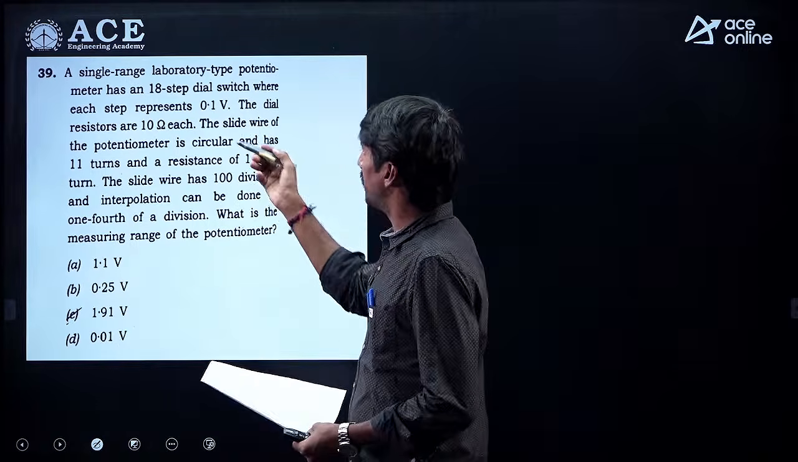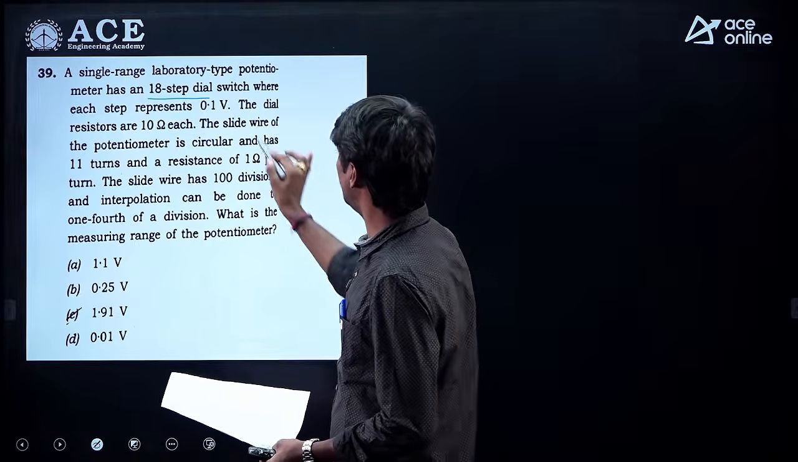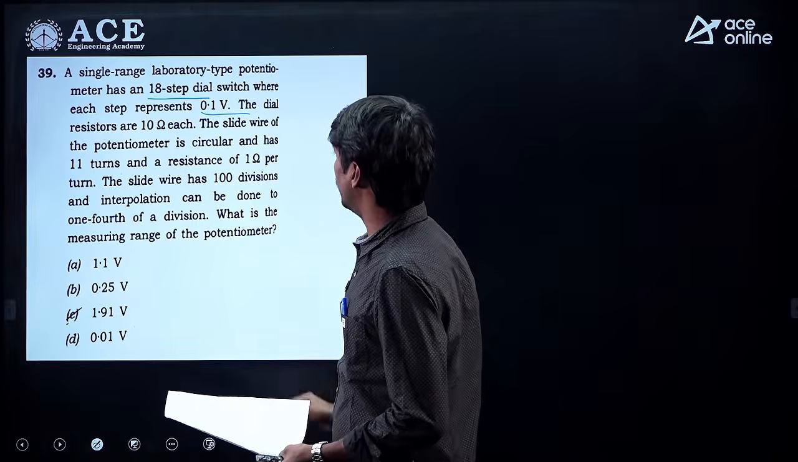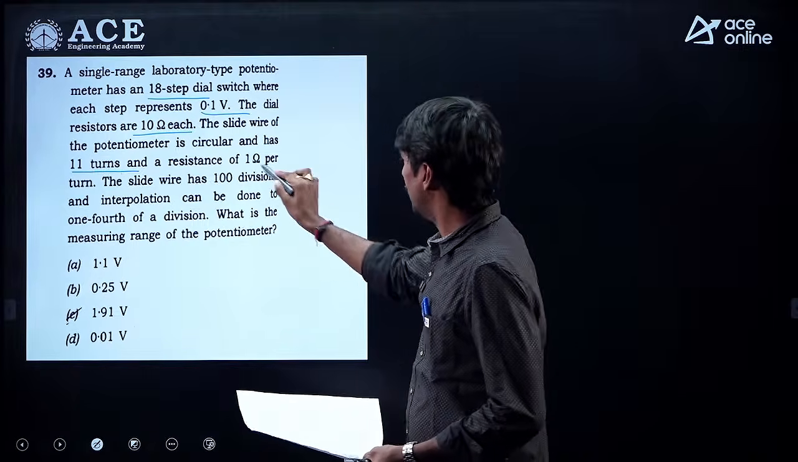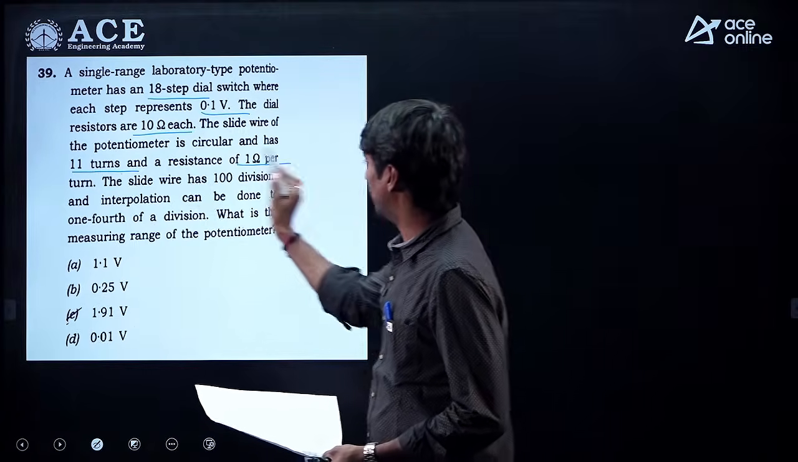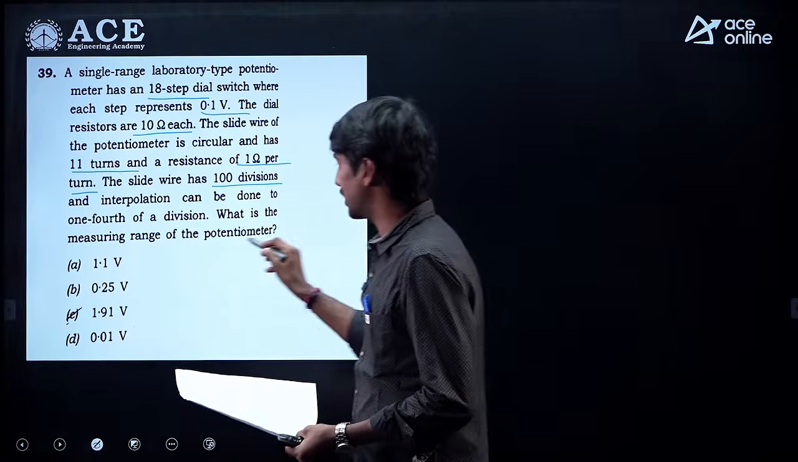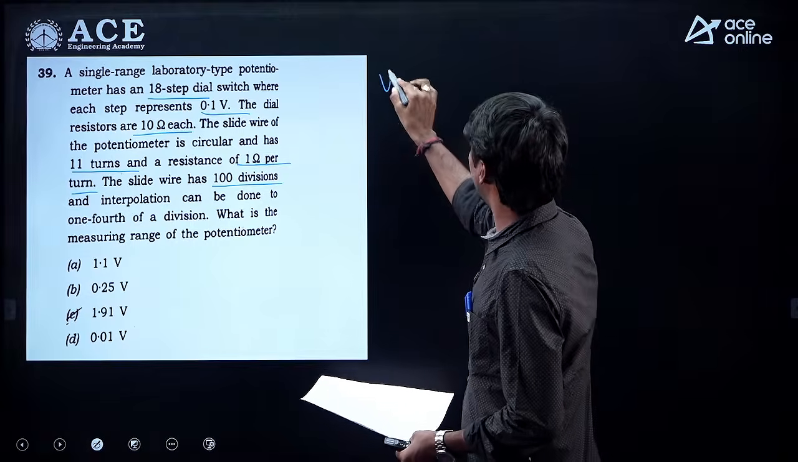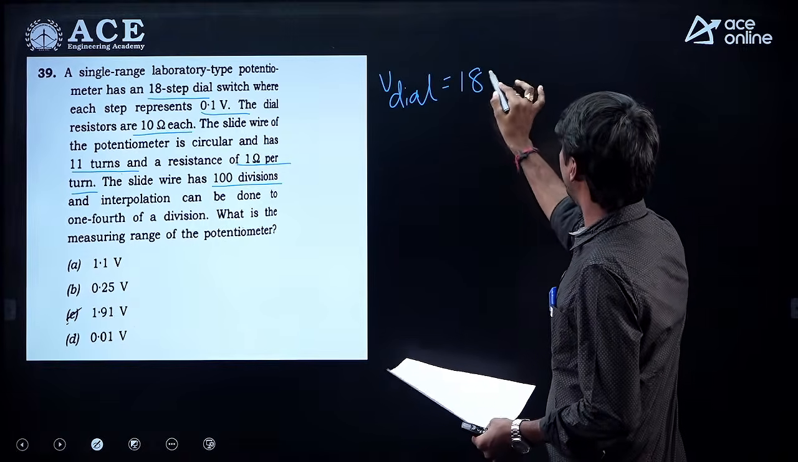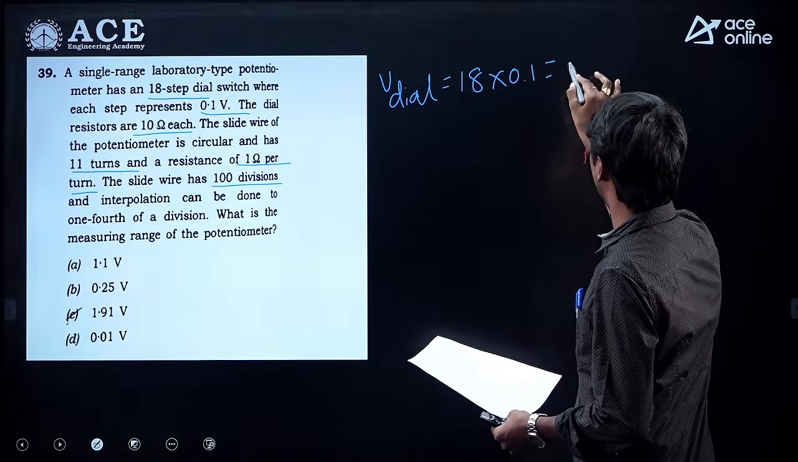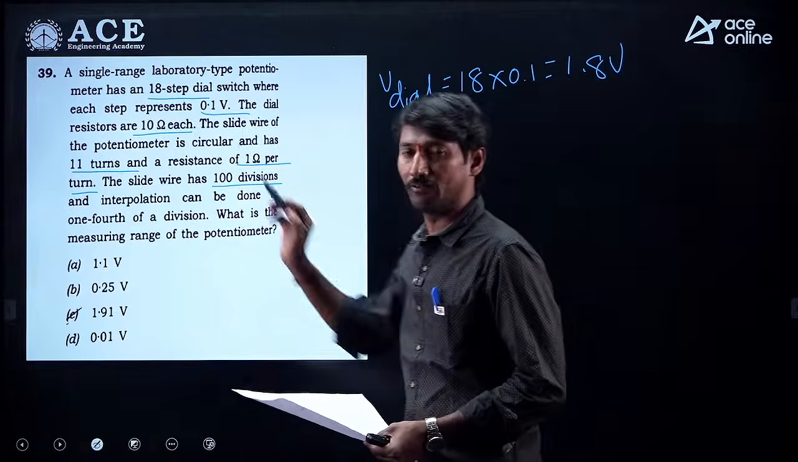Here it is a numerical question. A single phase range laboratory type potentiometer has 18 step dial. Each step represents 0.1 volt, 10 ohm resistance, and 11 turns are there. Each resistance having 1 ohm per turn. The slide wire has 100 divisions, and he is asking what is the corresponding range. Now you need to find out the V dial first. What is the V dial value? 18 into 0.1, that is 1.8 volt.